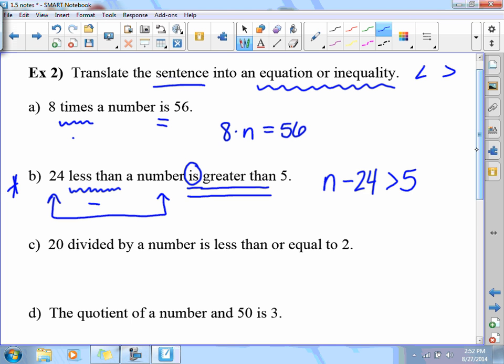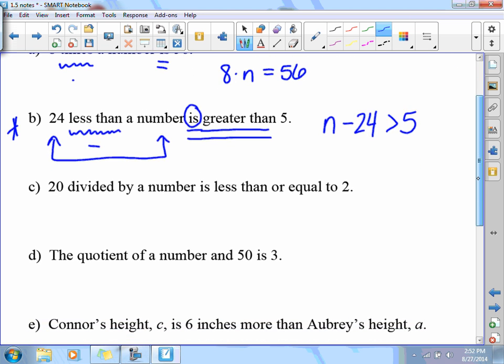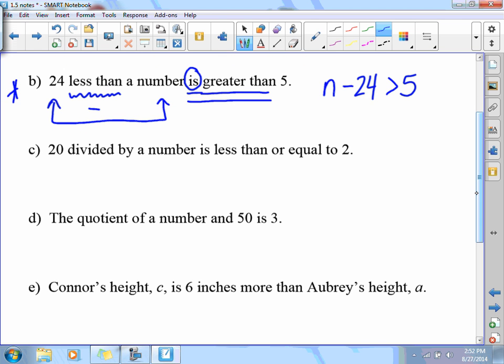For part C, I have 20 divided by, okay, so that's going to be my division. 20 divided by a number is less than. So there again, you see that is, and then you have the less than that comes after that. Actually, it's less than or equal to. So that tells me I'm going to need an inequality symbol, not a subtraction.